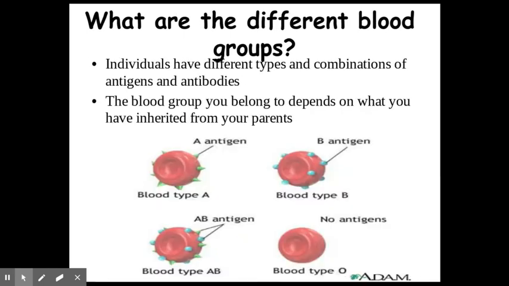So you have different blood groups, and individuals have different types, which are combinations of these antigens and antibodies which create your different types. The blood group you belong to depends on what you have inherited from your parents. So if you have type A blood, you have A antigen. If you have type B blood, you have B antigen. If you have type AB blood, you have both A and B antigens. And if you have type O blood, you do not have antigens.